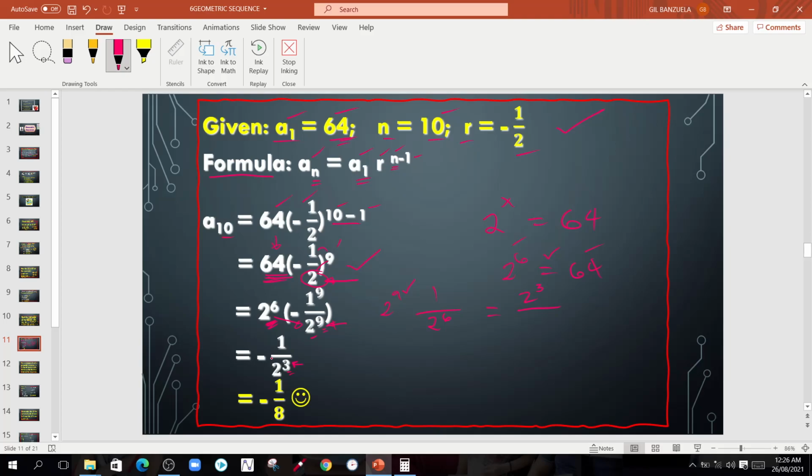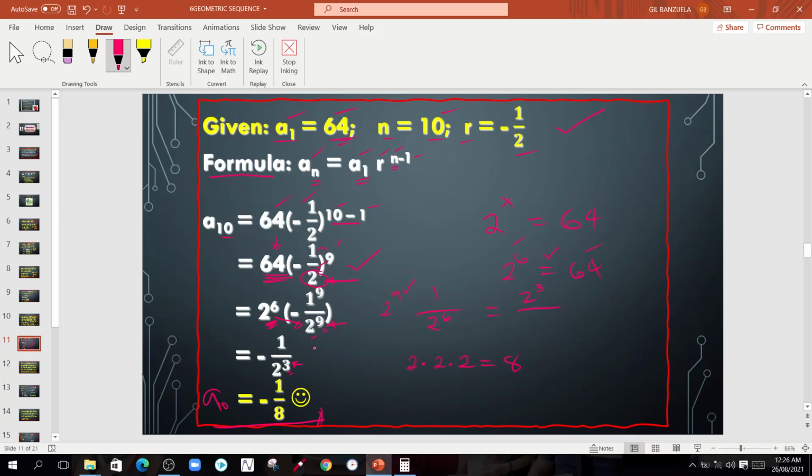Then let's simplify. So what is 2 raised to 3? No? So again, let's expand that. So 2 raised to 3 is equal to 2 times 2 times 2, which is equal to 8. Alright? So therefore, the 10th term of this geometric sequence is negative 1 over 8. Alright? So I hope that is clear, guys.